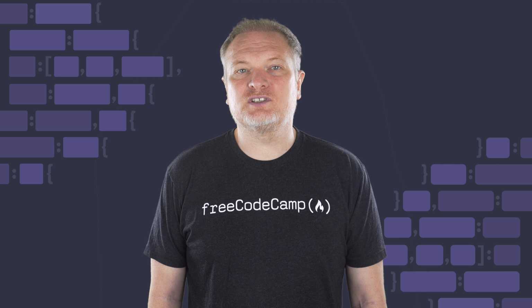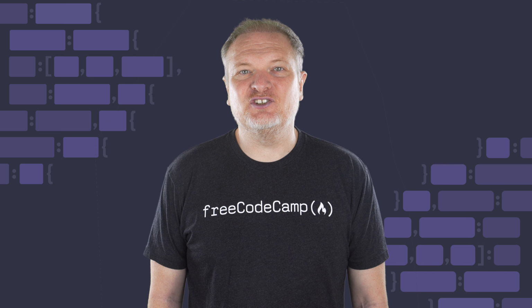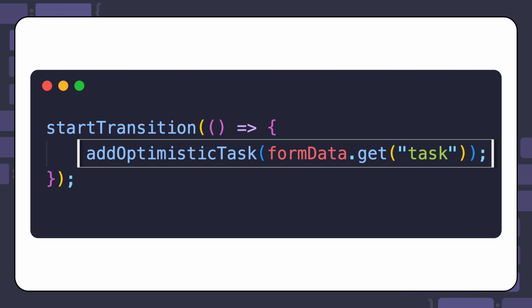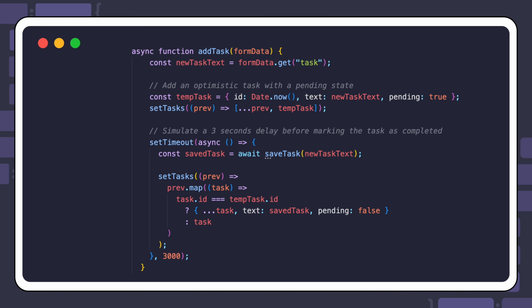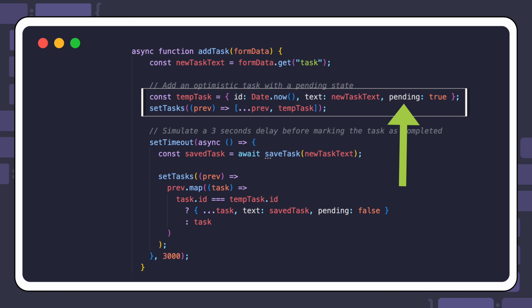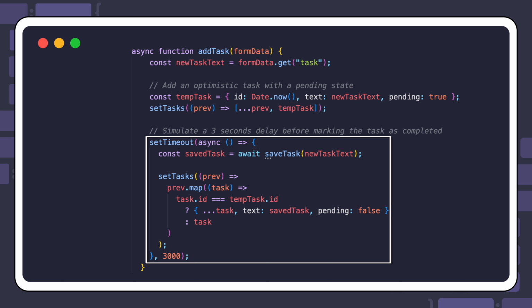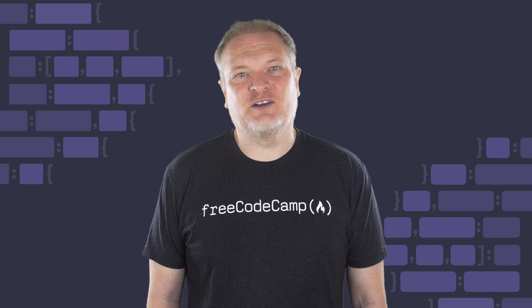Firstly, we need to import startTransition from React and use it to wrap this line. Secondly, we need to make the "Adding task..." text visible for some time before it goes away. So to do this, we can modify the addTask function with a pending state and simulate a delay of a few seconds before marking the task as completed. setTimeout is ideal for this. And once you do that, everything works fine.